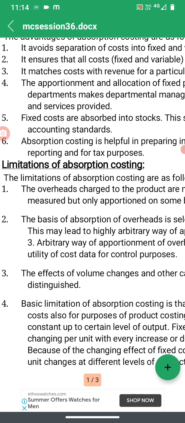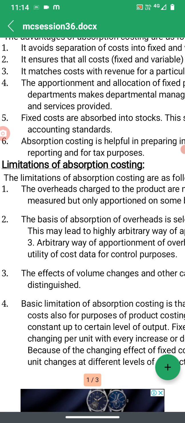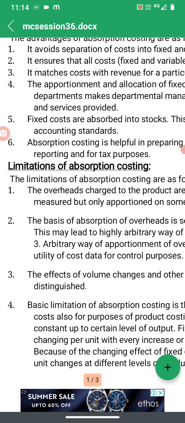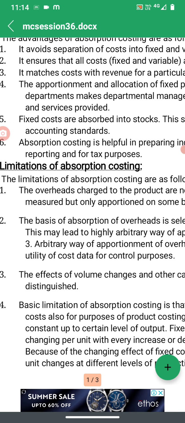When you distribute or apportion the overhead on a particular basis, it's on some logical conclusion on a particular basis. It's not that you are 100% accurate in apportioning the overheads. So that is a problem in case of absorption costing, and the basis of overhead absorption is selected by the management. So whatever basis is selected by the management, there may be a problem.